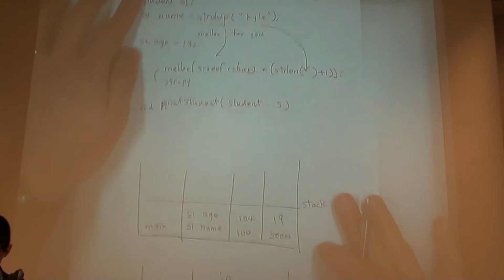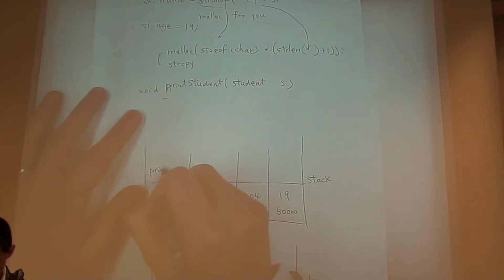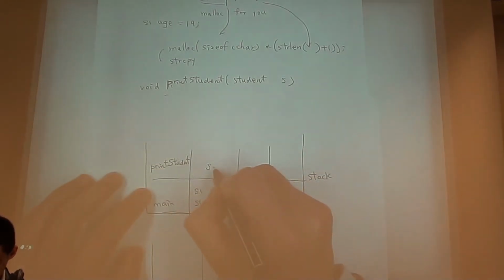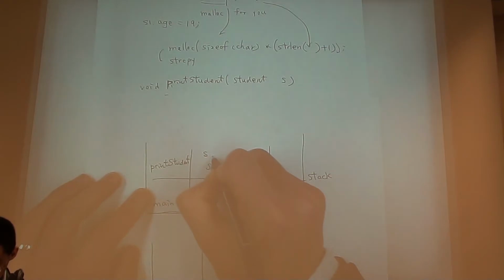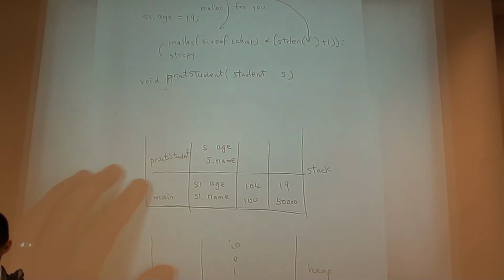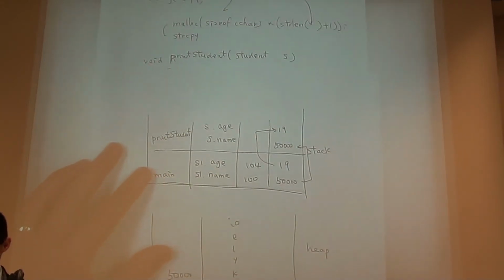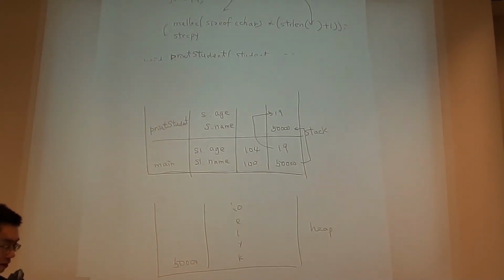Then when you call a function, you have S, so this will be in your frame, print, student. You have S. S is not an object, therefore S will also have the attributes. And you will be copying one by one, so this will be copied here. This will be copied there. So did I answer your question? What happens if you have a pointer in the object? That's when you copy one by one.